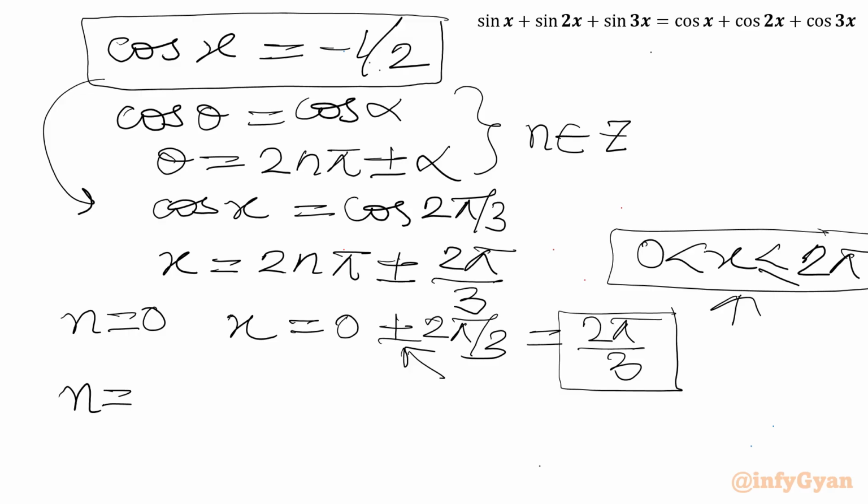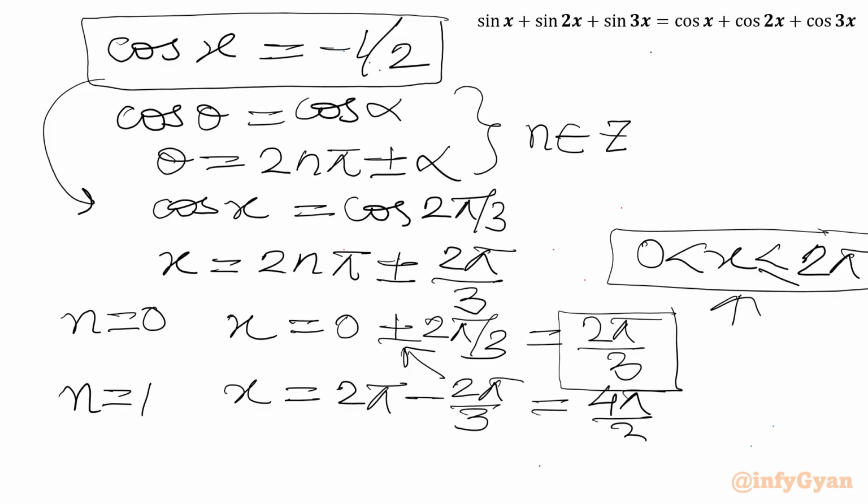Once I plug in n equal to 1, x equals 2 pi, and in between sign I take minus 2 pi over 3. So this will give us 4 pi over 3. Apart from these values, if I apply n equal to 2, it will be beyond this interval. So only two solutions will be here. Let's cross verify through the graph.